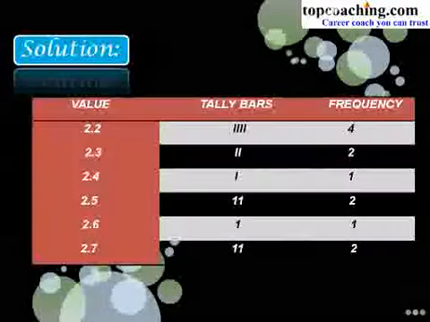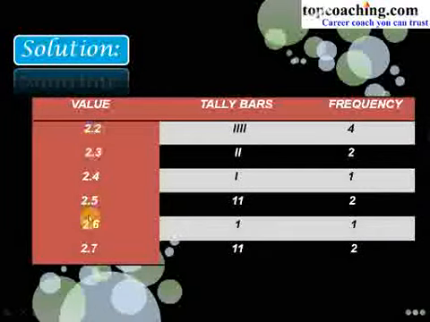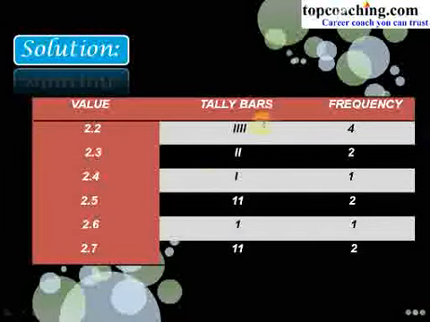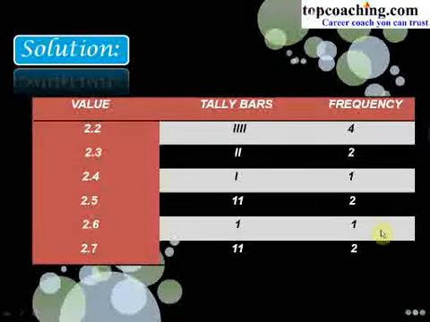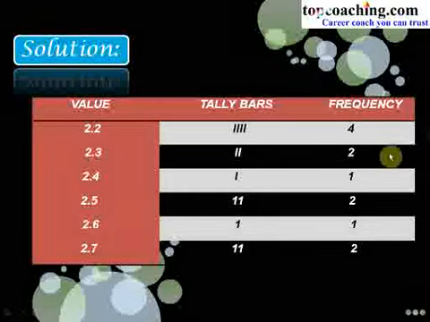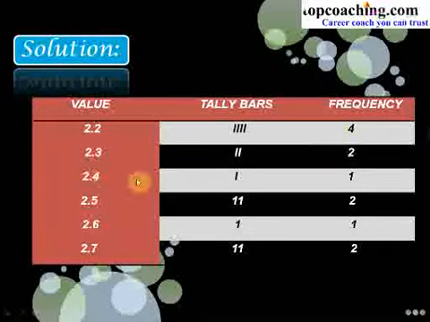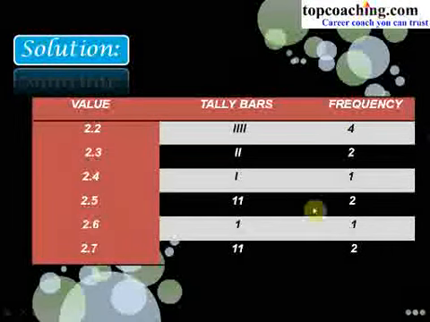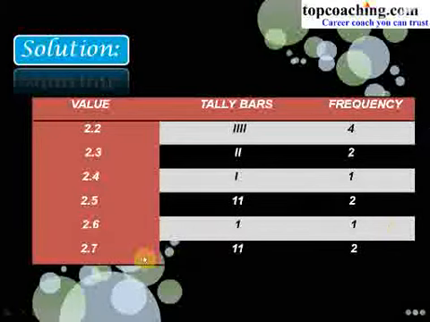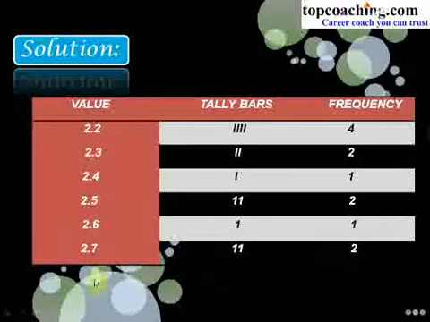This is the table that we have given, with values from 2.2 to 2.7. It occurs 4 times. We put the tally bars and frequency. According to the data we have given, 4 times 2.2, 2 times 2.3, 7 times 2.4, 2 times 2.5, 1 time 2.6 and 2 times 2.7.